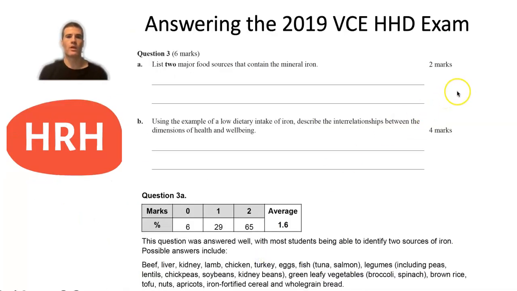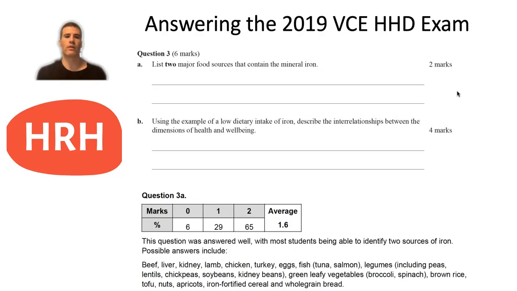So you can see here in the 2019 exam, question number 3 was worth 6 marks, and A was asking you for 2 marks to list 2 major food sources that contain the mineral iron. Now, it doesn't explicitly say food sources of nutrients anywhere in the Unit 3 and 4 study design. However, this question shows you that you did need to know this information.